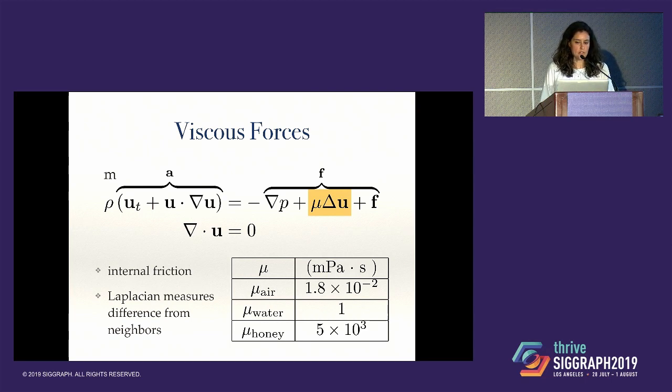And the operator that's measuring how much the velocity is different from its neighbors at a certain point is this Laplacian, this differential operator that we'll talk about more later. So we can think of the viscosity as this internal friction in the fluid.